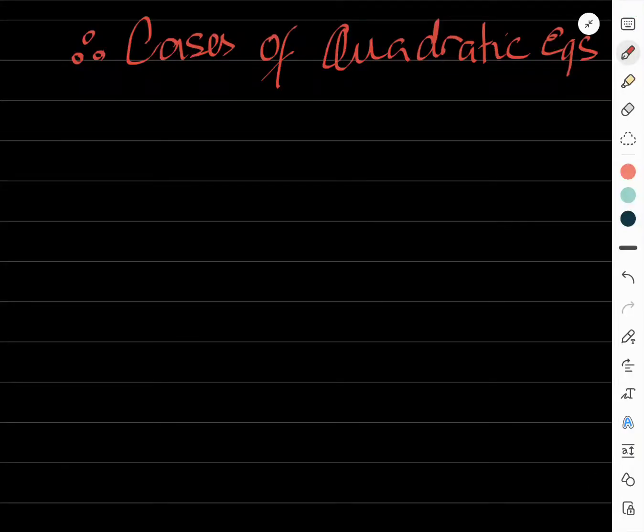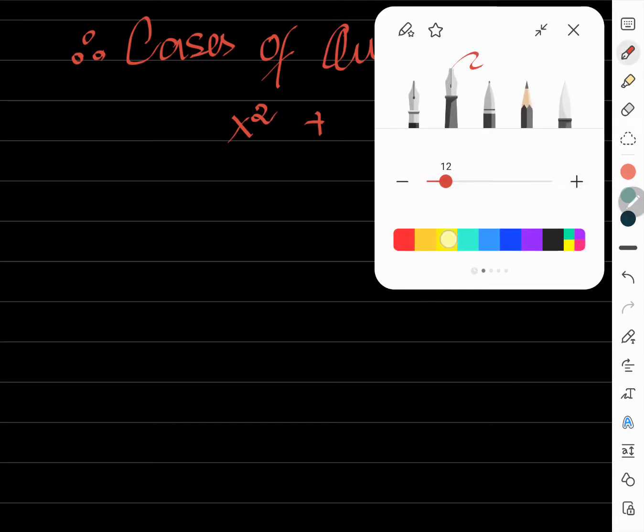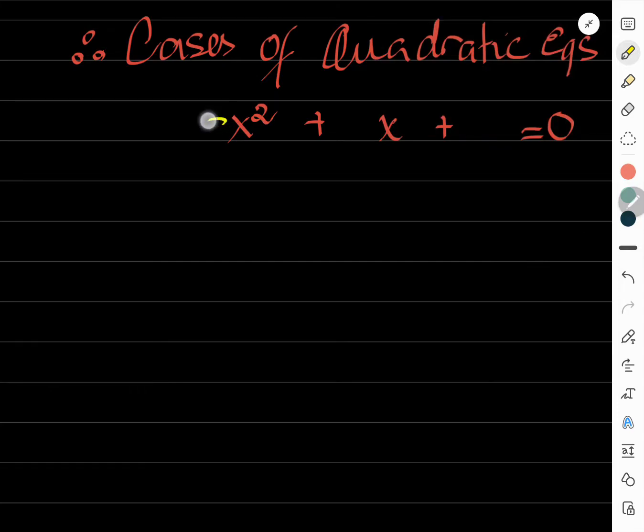This video will show what cases we have for a quadratic equation, a second power equation. Basically, we will have the equation, let's call it ax squared plus bx plus c equals 0. Here a, b, and c are the coefficients of the quadratic equation. We will try to fit it into three cases.